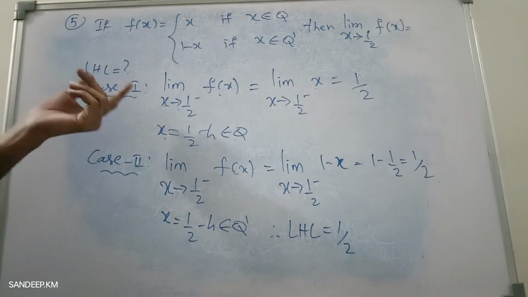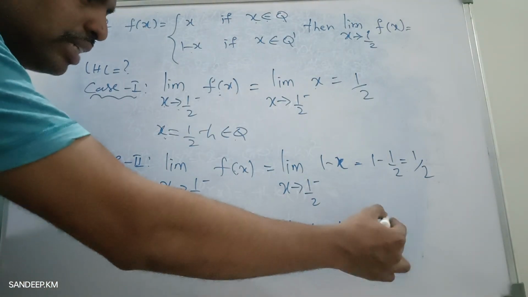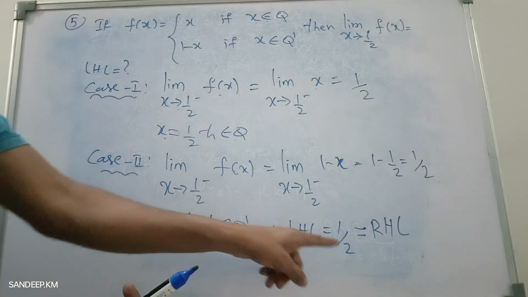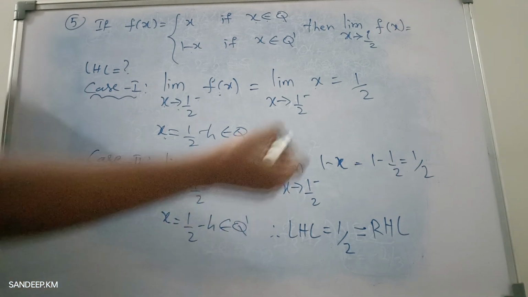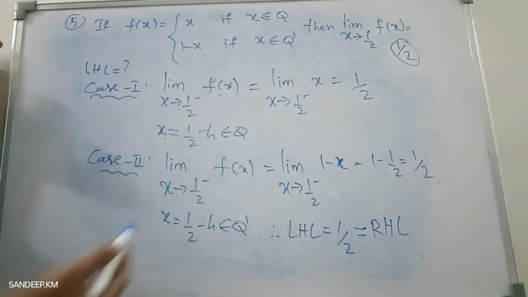You split it into case 1 and case 2 and find RHL, and you prove that RHL is also equal to 1 by 2. So you can do it. Okay, now, since LHL is 1 by 2 and RHL is also 1 by 2, the limit of this function, what they are asking, limit x approaches 1 by 2 f of x, what is the answer? 1 by 2 is the answer.